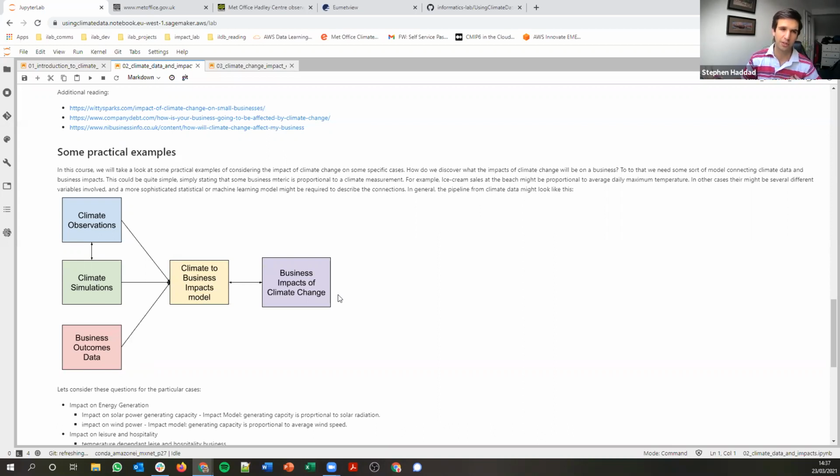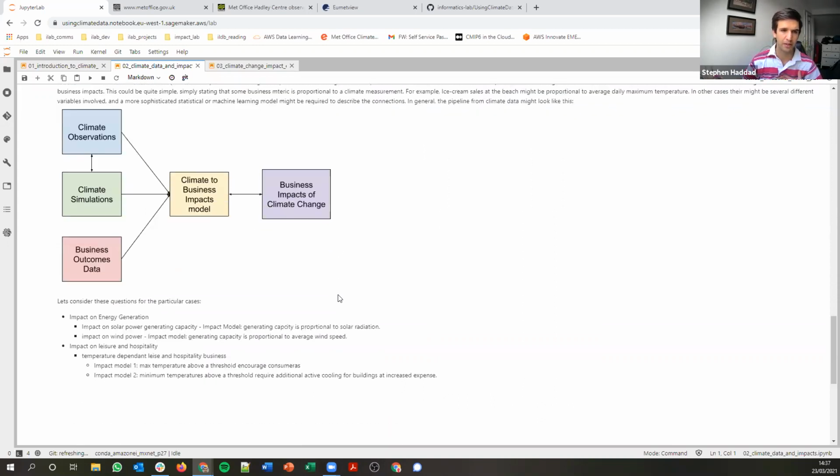So in our example that I'll be showing in a moment, we'll be looking at two particular things. One is about energy generation. So what is the impact on solar power generating capacity from climate change? You might be wanting to install some solar panels on the roof of your business to reduce your energy costs. Well, how is that investment and your return on investment in terms of the power generated going to be affected by climate change?